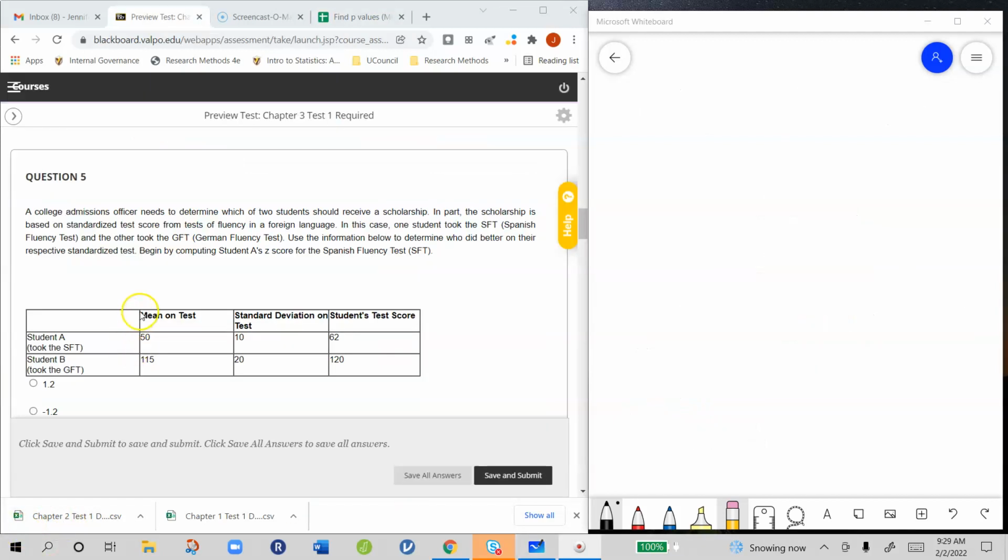Okay. Question 5 is asking us to compare 2 different test scores. We have one student who took a Spanish fluency test, and the other took a German fluency test. And we want to know who did better on their respective standardized tests. So these 2 tests have different means and standard deviations, so we're going to convert each student's score into a z-score. We're going to start with student A and convert their score on the Spanish fluency test to a z-score. Okay. So we're looking at their score, minus the mean and divide by the standard deviation. So their score was 62.